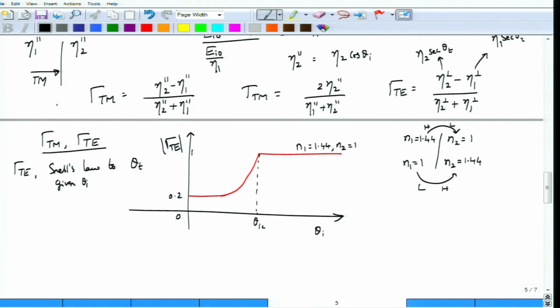Now, what would be the graph for gamma Te for the other case, that is when you go from lower to higher refractive index? Again at 0 they would start to be the same, and they would actually continue to be the same for a few degrees of angle of incidence, and thereafter the magnitude of the reflection coefficient gradually goes and becomes equal to 1. This kind of behavior is expected, right. This is what you would expect as the angle of incidence is slowly increased.